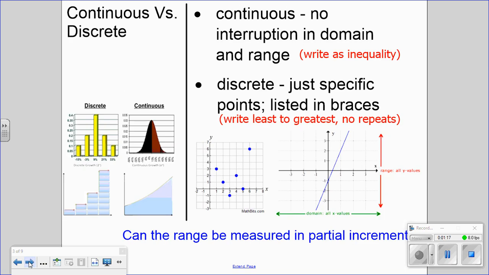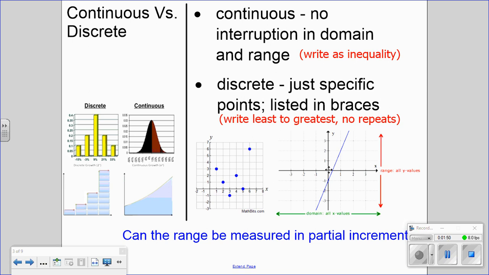When looking at domain and range, it's important to note that there are two ways that we're going to be listing our domain and our range. If our domain or range are continuous, this means that there's no interruptions. So here we have our graph. There are no interruptions. There's a solid line connecting all of these points together, and so there's no gaps in our data.